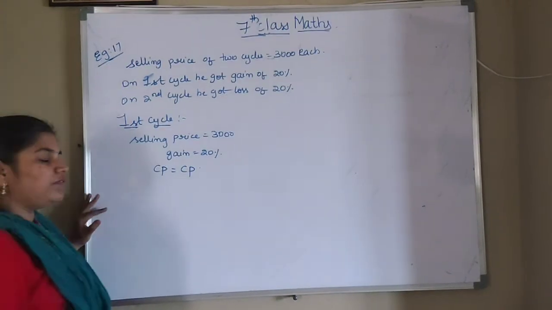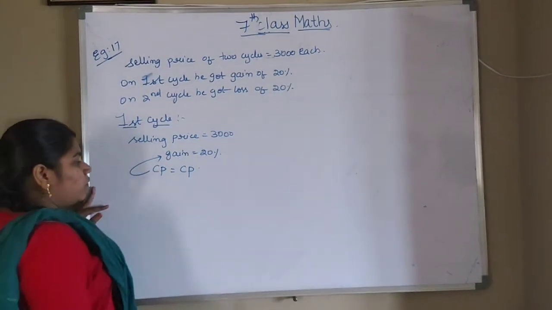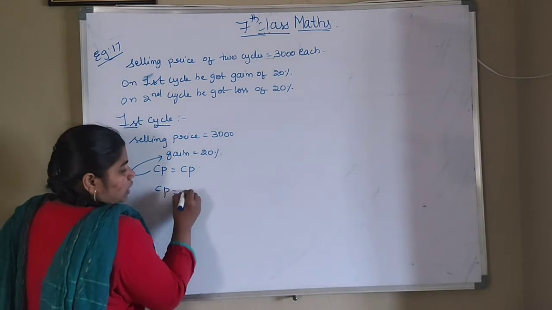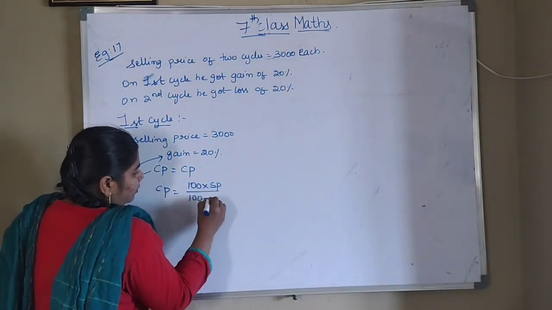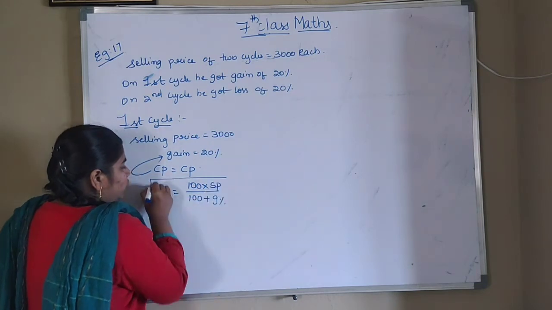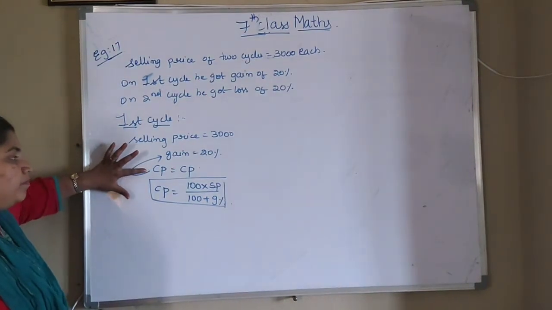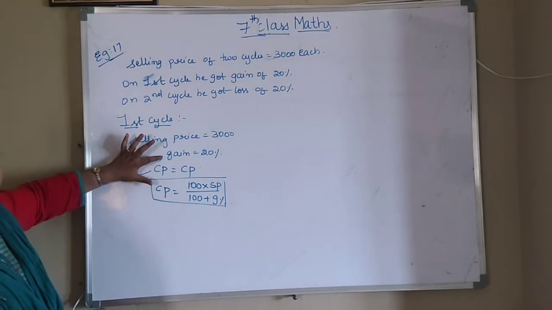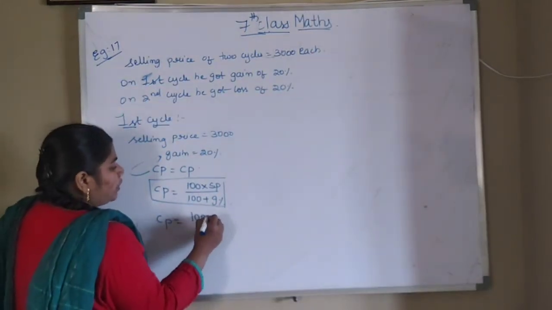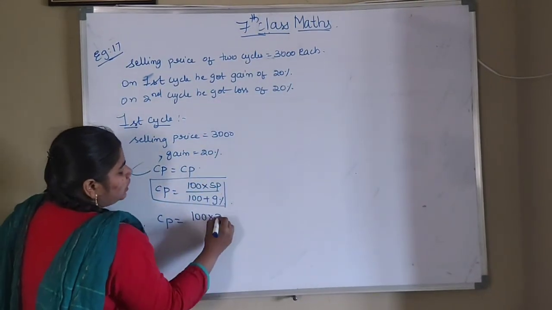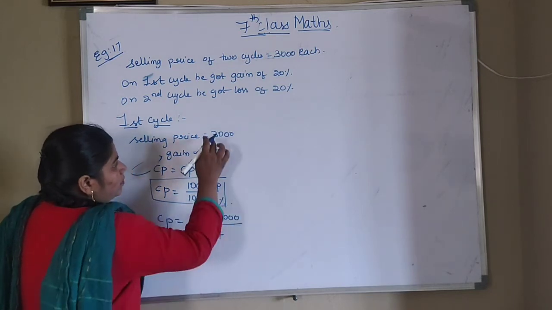So which formula we have to use? Cost price in terms of gain we have to use. So what is the formula? CP is equals to 100 into SP by 100 plus gain percentage. This formula we are going to use because we have to find the CP in terms of gain. They have given the gain percentage. So CP is equals to 100 into, what is the selling price? 3,000 by 100 plus what is the gain percentage?